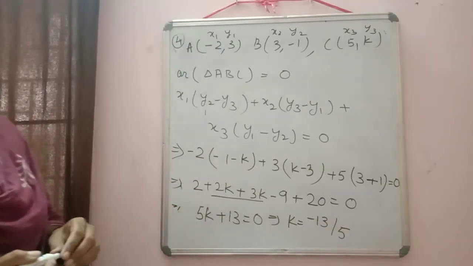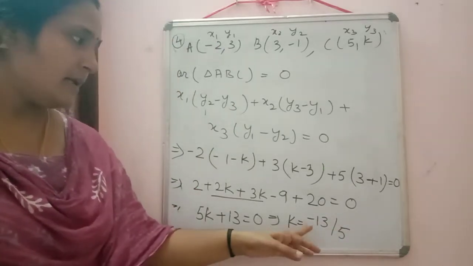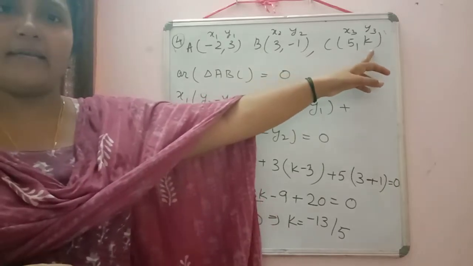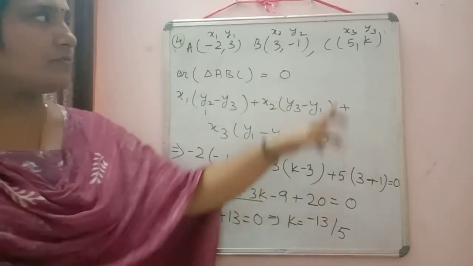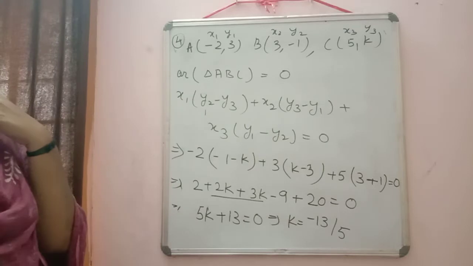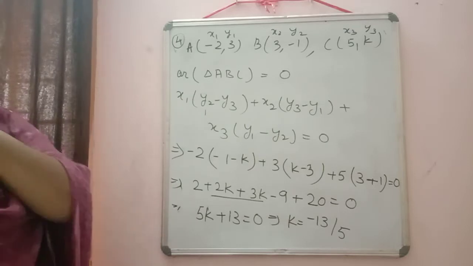Now here, don't write that k will never be negative. K is the coordinate of a point there. It is not the area. So the value of k can be negative. Area only will never be negative.